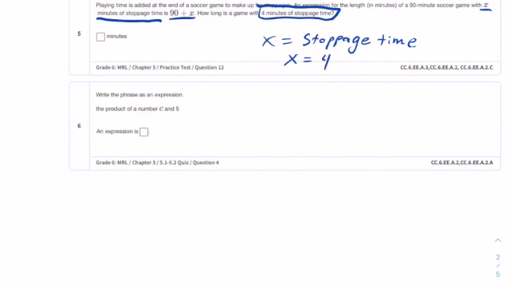So instead of 90 plus X, what I'm actually doing is 90 plus 4. So it's just 94 is the answer. 94. Okay, don't overthink it. It is as simple as it seems like it is.